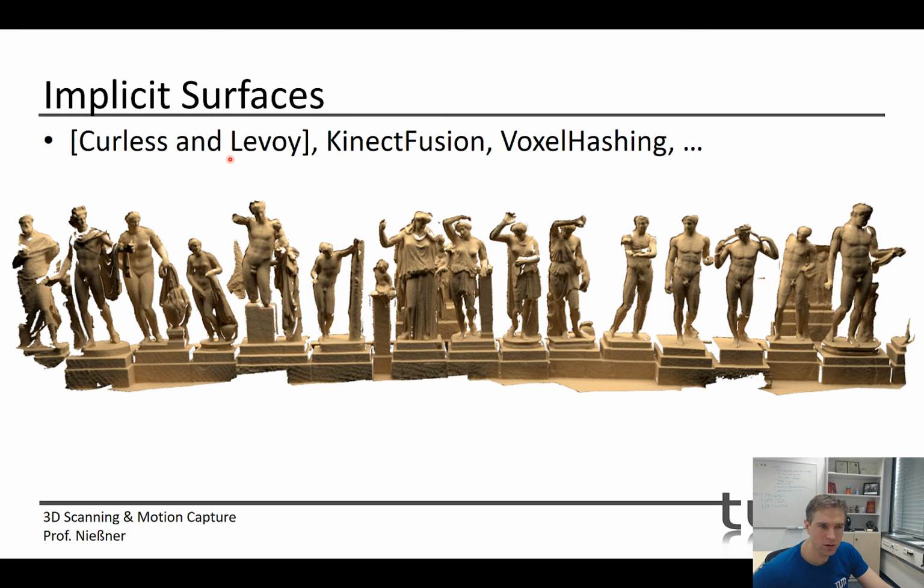There's this famous Curless and Levoy paper from the 90s that basically defined this volumetric fusion. There's KinectFusion or voxel hashing and these kinds of methods. Again, we're going to talk about these in the next lecture, but I just wanted to give you a heads up.